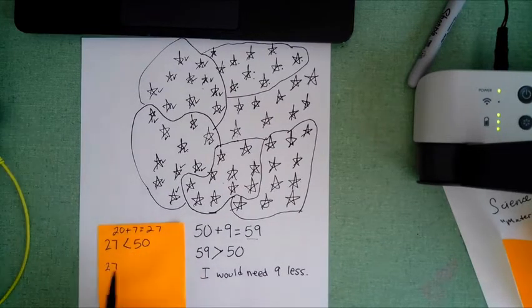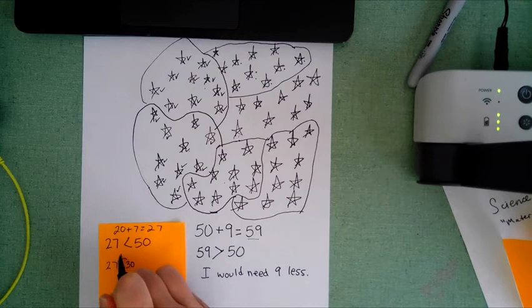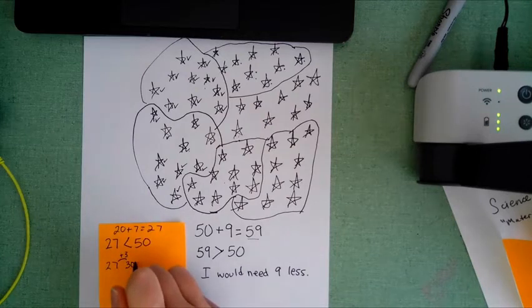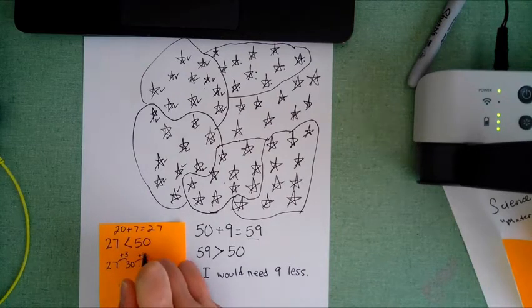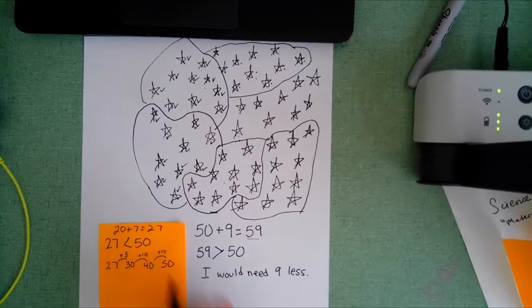So to do that, I count up from 27. I want to get to that next friendly number, which is 30. So 27 plus 3 is 30. Now I can easily count by 10. 30 plus 10 more is 40, plus 10 more is 50.